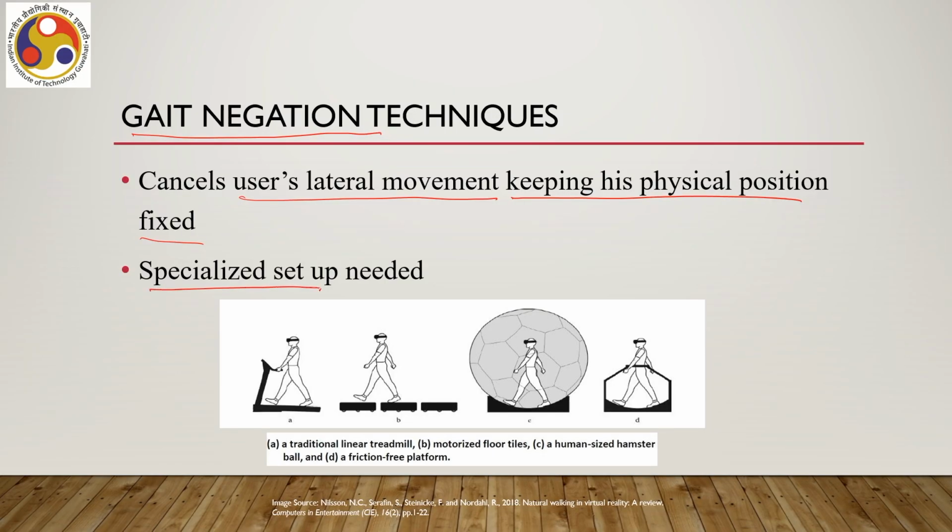So, what kind of specialized setup is used? For example, a linear treadmill may be used, motorized floor tiles may be used, a human sized hamster ball may be used, or a friction free platform may be used. These are some of the techniques. Of course, there can be other setups possible. Now, using this type of specialized setup, whatever lateral movement takes place can be detected and eliminated before the movement is mapped to the virtual navigation.